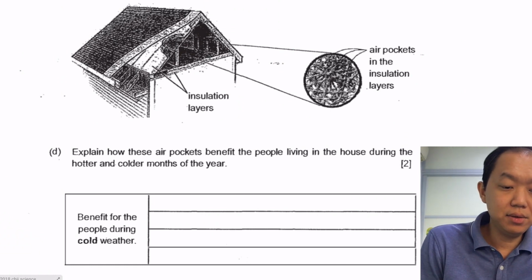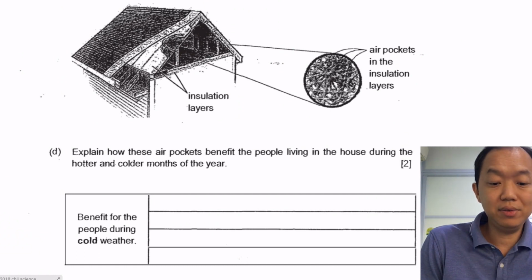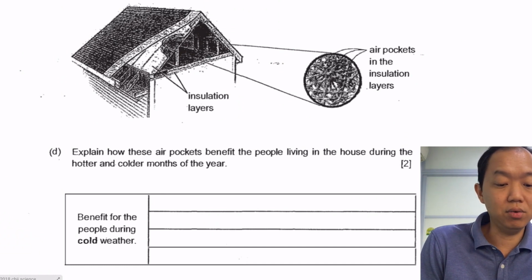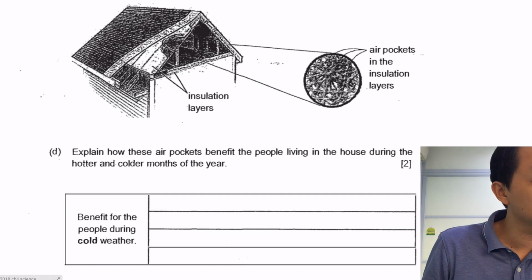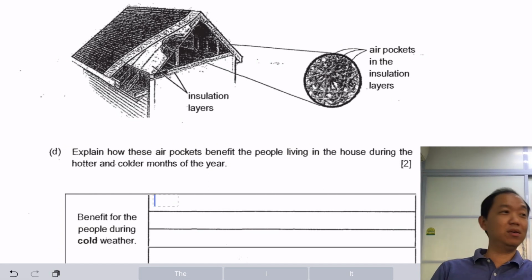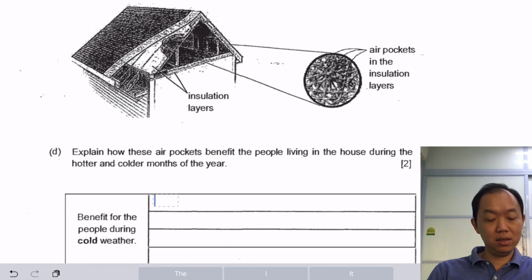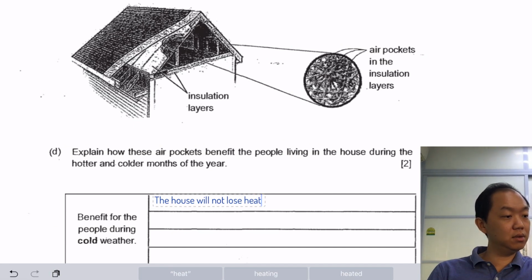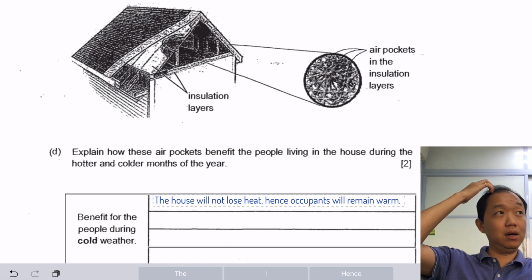Okay, next. Houses in countries where there are 4 seasons usually install insulation layers. Explain how these air pockets benefit the people living in the house during the hotter and colder months. So when it's very cold, why is it good? The house will not lose heat so fast. So the benefit in the cold is that the house will not lose heat. Hence, occupants will remain warm.